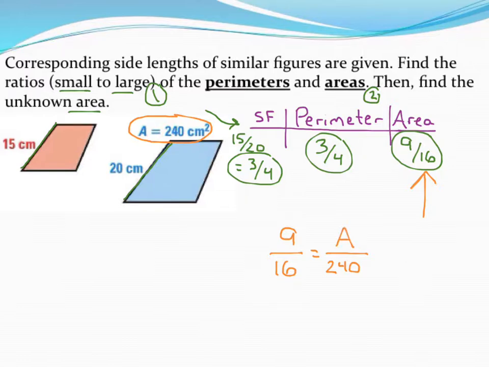Okay, so let's go ahead and cross multiply to solve this proportion. So 16A would be equal to 2,160. Dividing both sides by 16, we already said we should get a smaller number than 240, and I come up with an answer of 135. I'll include a label since they gave me a label, square centimeters.